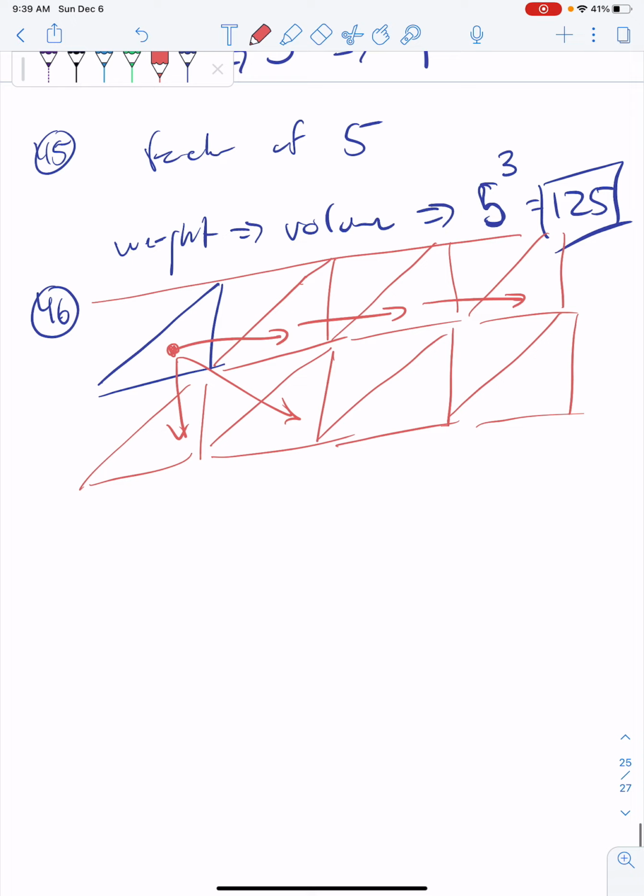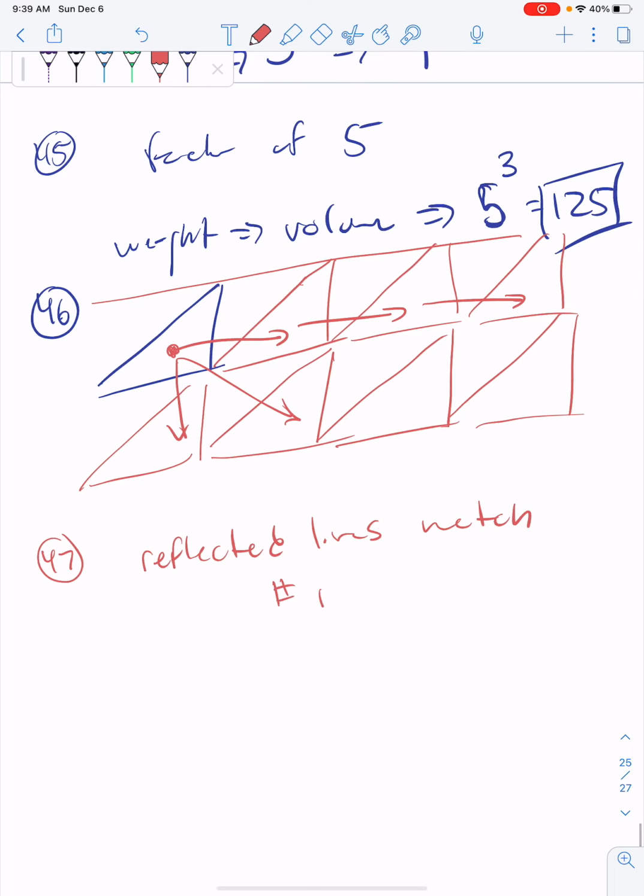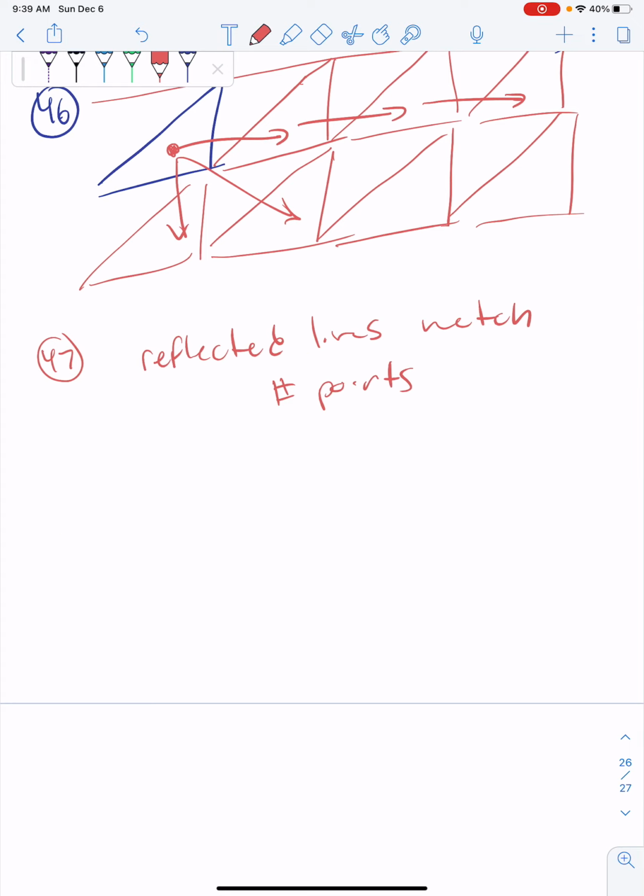Okay, number 47. And that would be a good one to know how to do, guys. 47, identify all the symmetries in the following figure. Okay, so depending on your figure, remember that the reflected lines match how many points there are on your shape, okay? So my shape, and I wish you could see this, has 8 points.